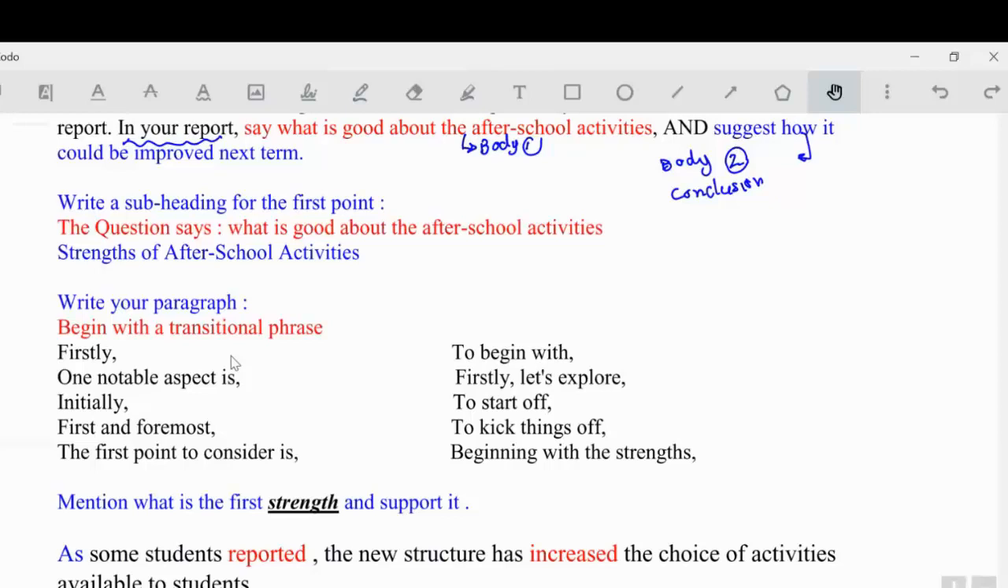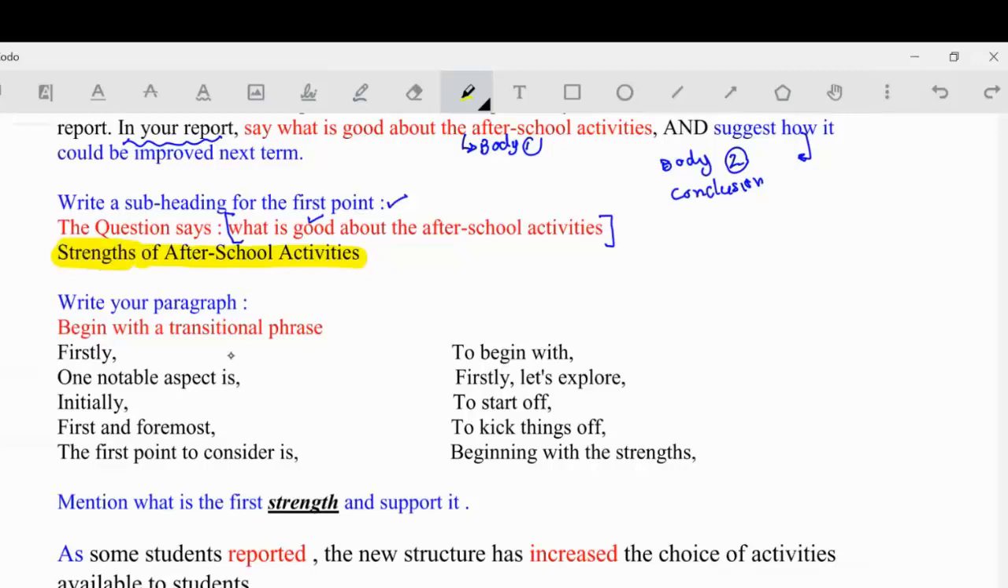We mentioned here to write a subheading for the first point. What is the first point? The question says the first point is what is good about the after school activities. We want now to write a subheading about this idea. What is good? It means he is asking me about what, Salma? After school activities. What is good about them? So it means the whole paragraph should discuss what? What is good about the after school activities. Exactly. What is good means advantages, right? Yes. So simply we can write the subtitle as strengths of the after school activities.